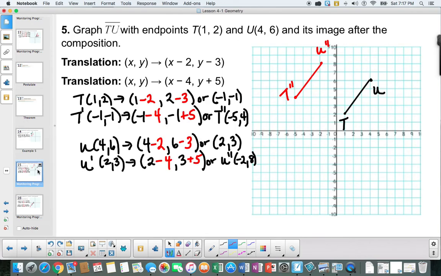Okay, here are 2 other examples that I've worked all the way through. I'm trying to show you that each time I used the rule, found that point. Once I found that point, I used the next rule to find them. And I did this with point T and point U. And again, I showed the graphs to show how they translated.